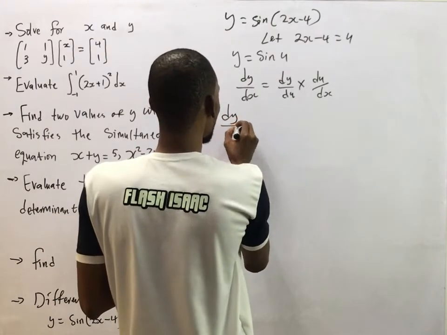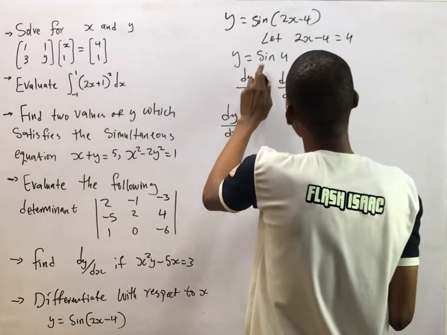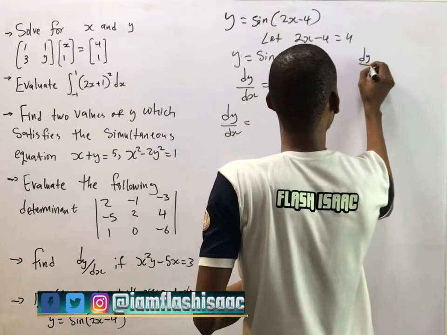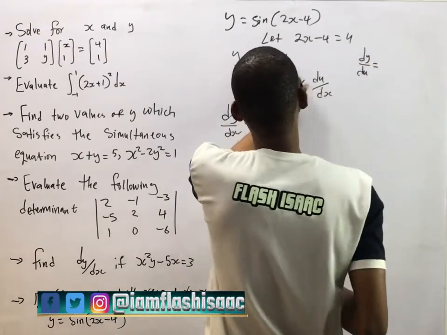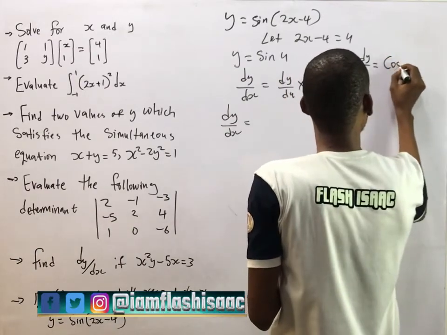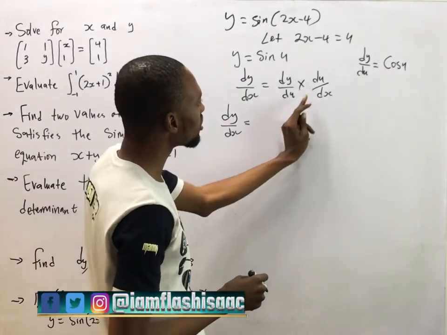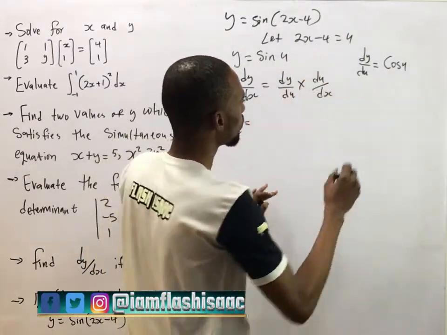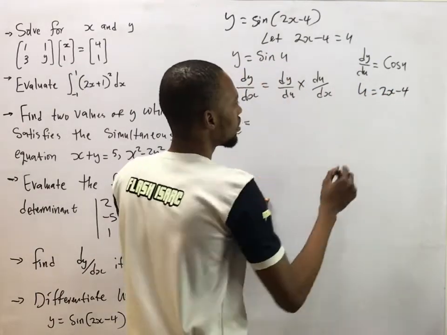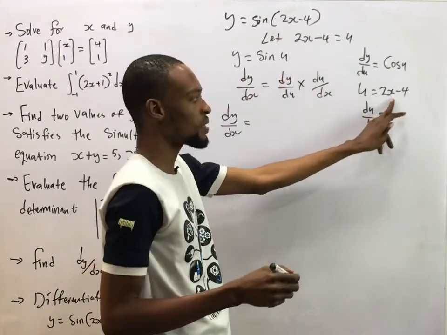In that, for dy ds, is equals dy du, this is y is equals sine u. So if y is equals sine u, dy du will be equals differentiating this. If you differentiate sine u, you get cos u. So this will give you cos u. So that's dy du. Now what is du ds? U is equals 2s minus 4. Du over ds, meaning we are differentiating u with respect to s.